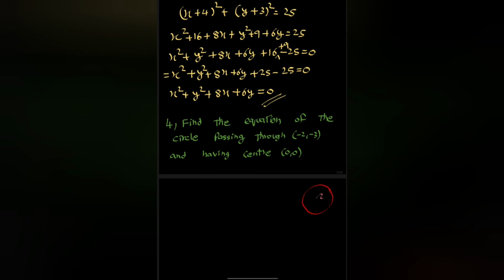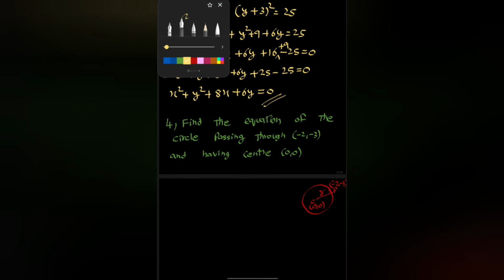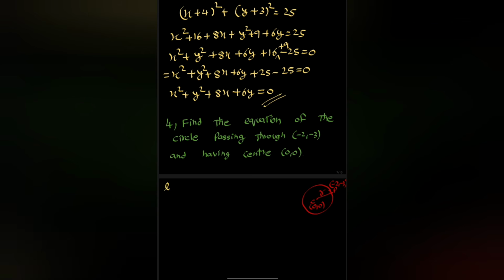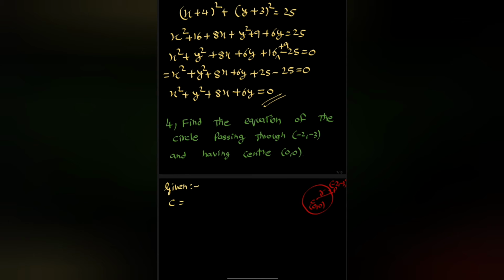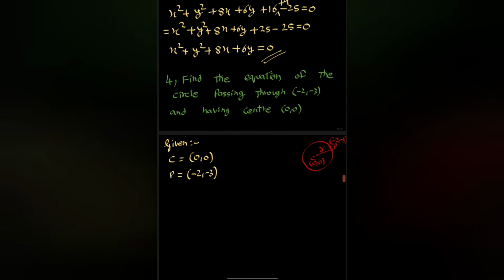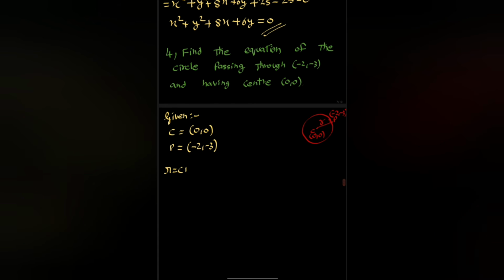So this is a circle with a center C which is 0, 0 and a point P which is -2, -3. So this is R. So the solution: given center C equal to 0, 0 and a point P is equal to -2, -3. So we know that R equal to CP.